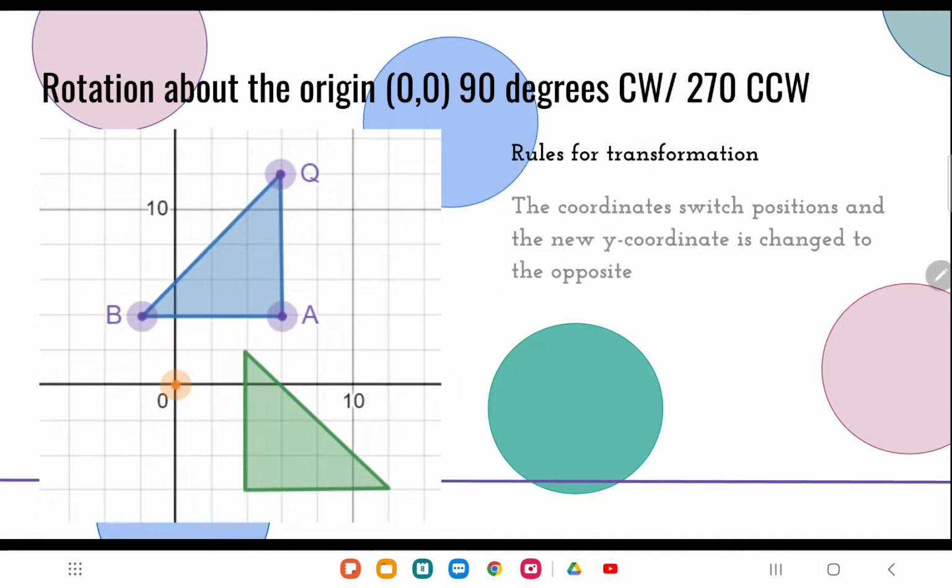That tells us our rules for transformation are that the coordinates are going to switch positions. X becomes y and y becomes x, and the new y coordinate is changed to the opposite value. So (x, y) turns into (y, -x).